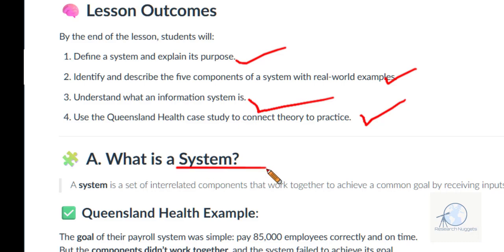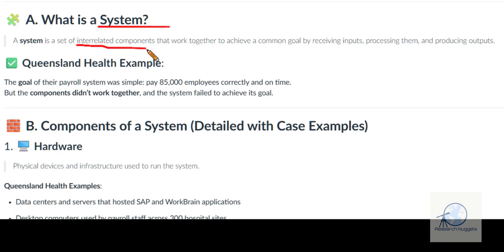When we are defining a system, the most important thing for you to always understand is that a system is a set of interrelated, or sometimes we say interconnected, components. Now, that's one of the keywords that you need to take note of: it's interrelated, it's interconnected. Now, those particular components work together. So one is that they're interrelated. Number 2 is that they work together. Number 3 is that they achieve a common goal.